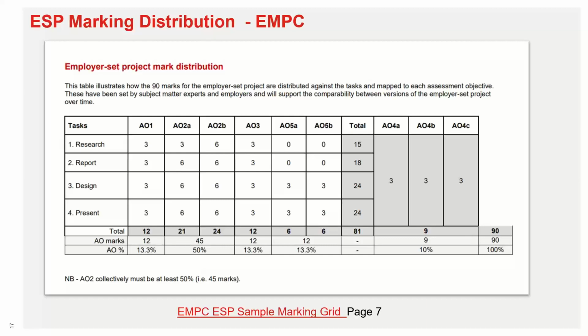So straight away, we've got AO1, you know, you can see the research, the report, the design, and present. And there where you've got AO4, A, B, and C, this is where the maths, English, and digital skills are mapped across the whole of the assignment. So as I go through and break down each single task, I will point out where there are most likely to be those marks for English, maths, and digital.